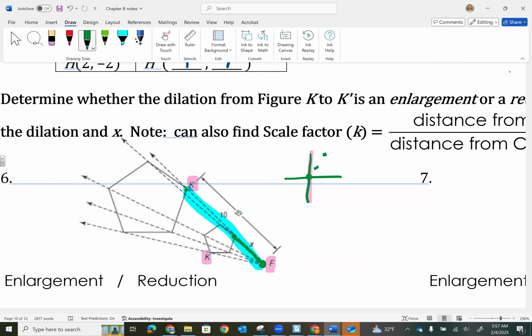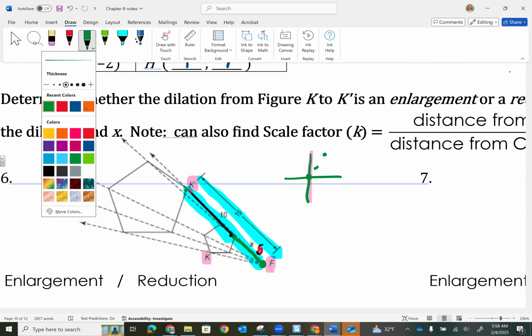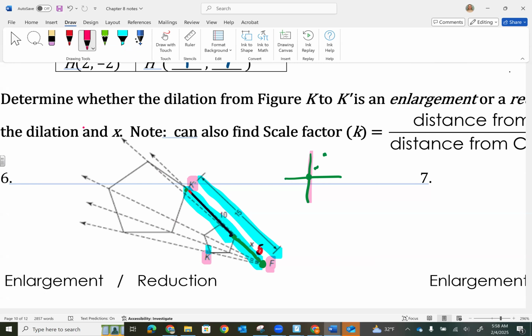It appears that this actual distance is 10 here. Well, if we can subtract, we know this is going to be 5. So the overall distance is going to be 15, and this part is 10, and this part is 5. Well, what's the scale factor going to be? First of all, it's going from K to K prime.